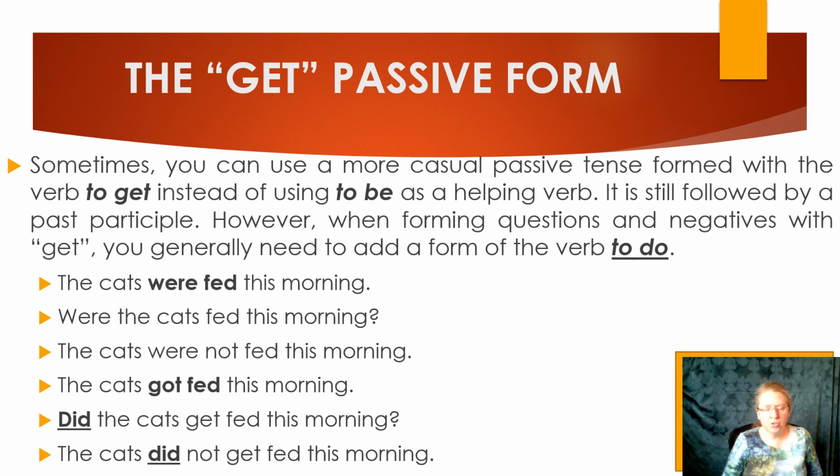If we change it to a question, we have to add in the verb to do. "Did the cats get fed this morning?" And the same thing happens if we change it to a negative. We have to use a form of the verb to do. "The cats did not get fed this morning." Okay, so if you need to, take a little more time and look those over.